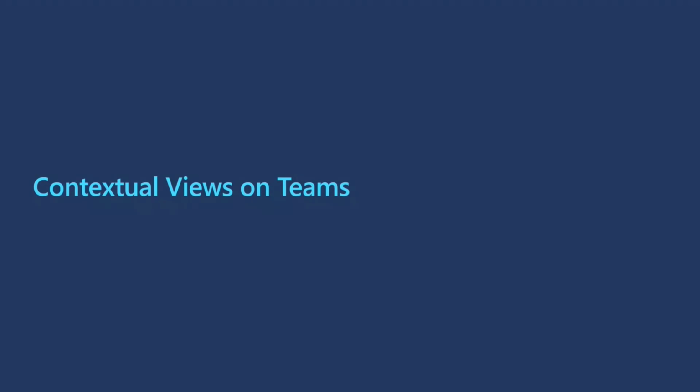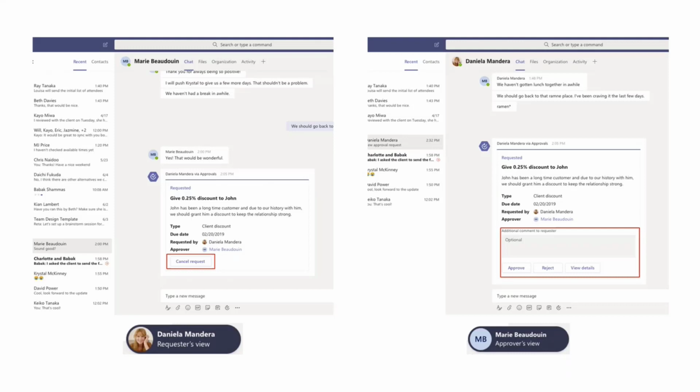And while universal actions and refresh are just the start of the journey, we are excited to talk more about contextual or role-based views as well. Many a times, the scenarios that we deal with entail that the same adaptive card payload manifest and render itself in different ways for different actors. An example that's showcased here is when Daniela, the initiator of the request, raises a request to give discount, and the manager, Marie, who's also the approver of the request, has the power to approve this discount request.